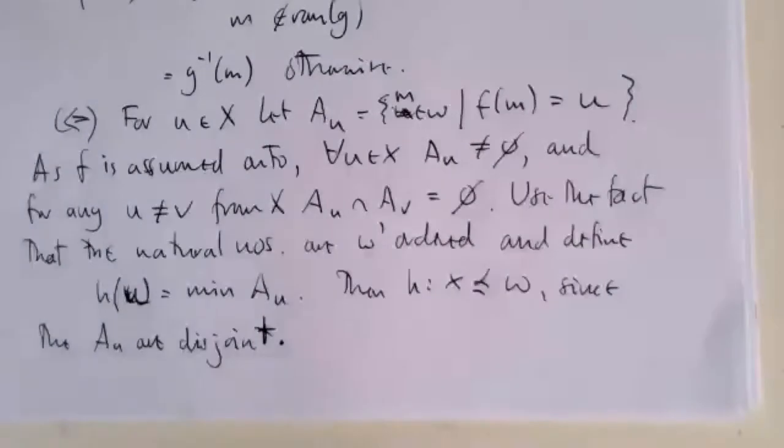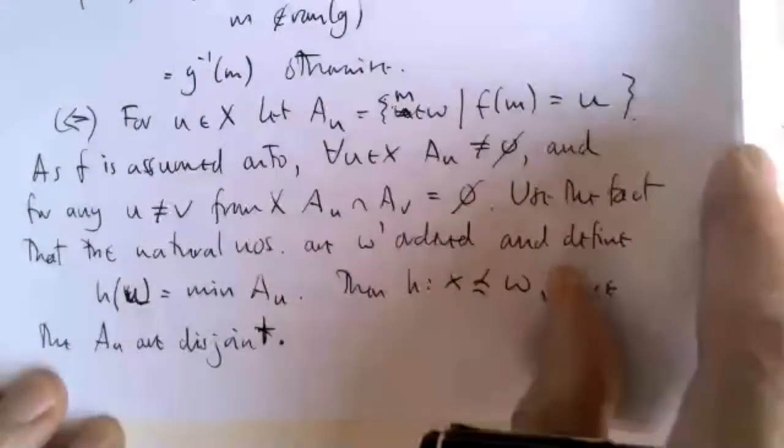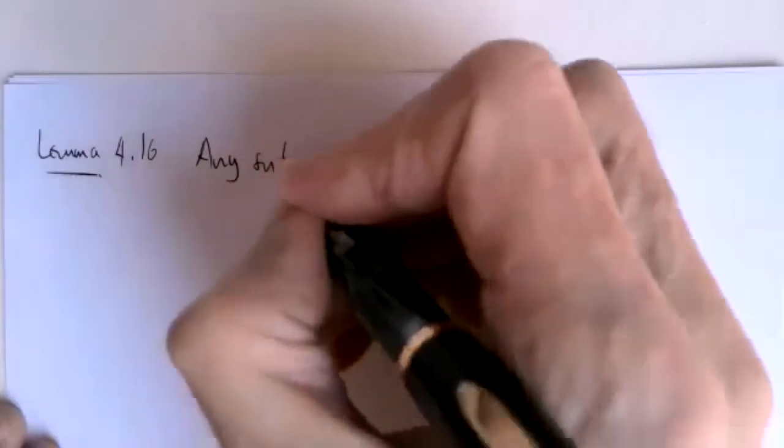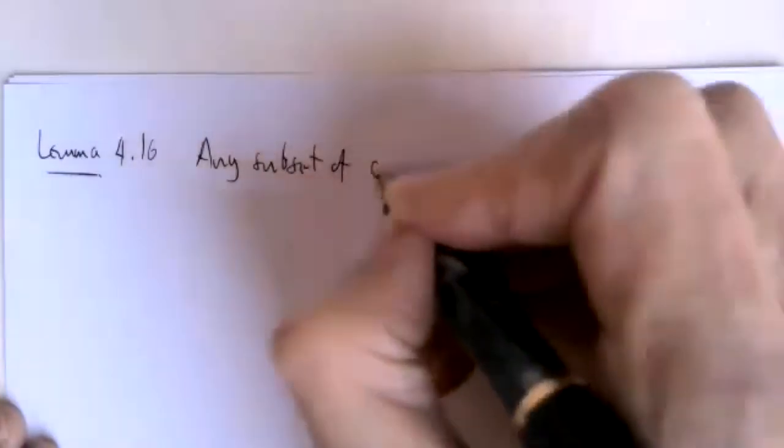Okay, so let's continue with some more of these exercises, just looking at what they say. Lemma 416 comes next. Any subset of a countable set is countable.